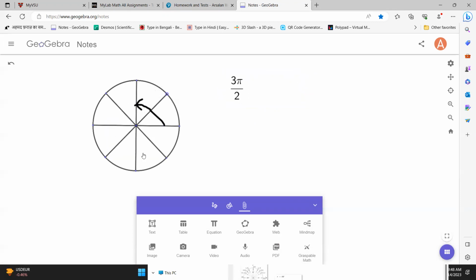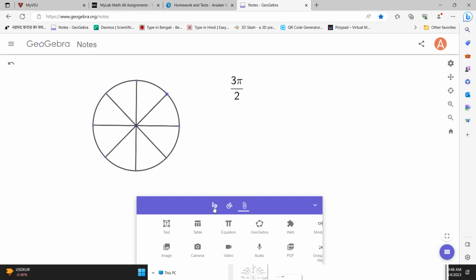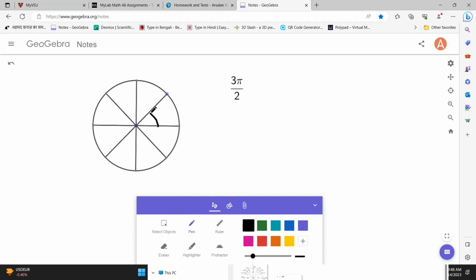So anybody wants to volunteer and tell me what the answer should be for this one? If I go, this is pi over 4. If I go 1, 2, 3, 4, 5. What should this angle be, guys, in terms of pi? Anyone wants to tell me? Unmute himself or herself.